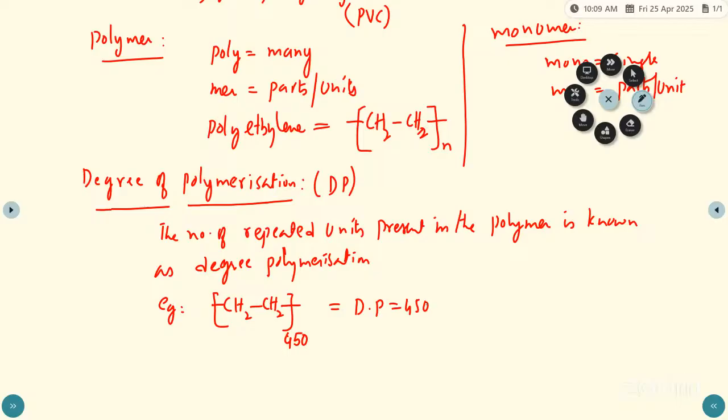And similarly, CH2 single bond CHCl, and I take here 650. What is the DP of this polymer? DP of the polymer is 650. So like that we can calculate the degree of polymerization.